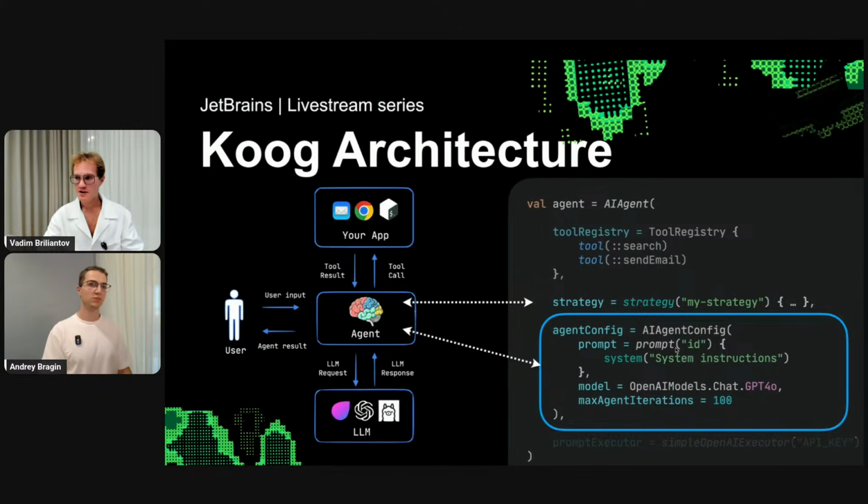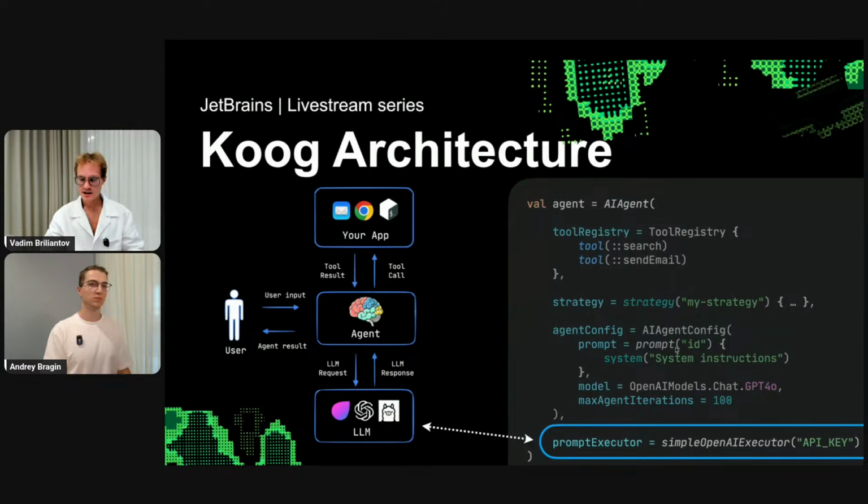Then you provide the agent config, which is basically the prompt, the task for the agent, what it should be doing. It's also the connection to a specific model and some other parameters like max agent iterations and something else. And finally, the last part is the actual connection to LLMs. For example, here I'm connecting to OpenAI. So that's a bit abstract.